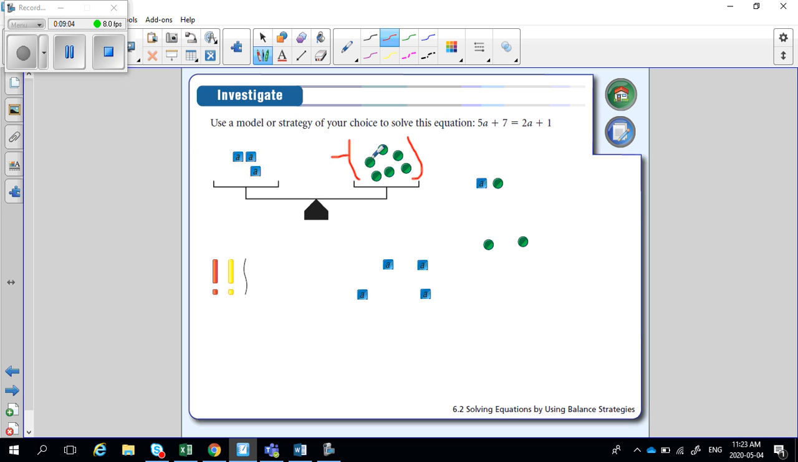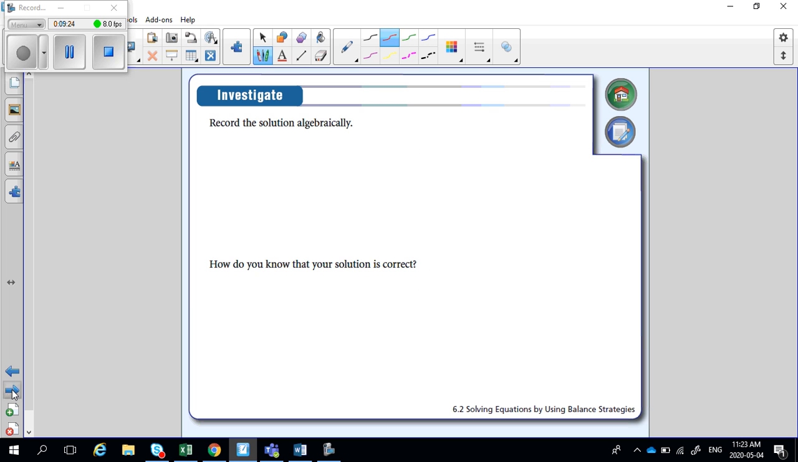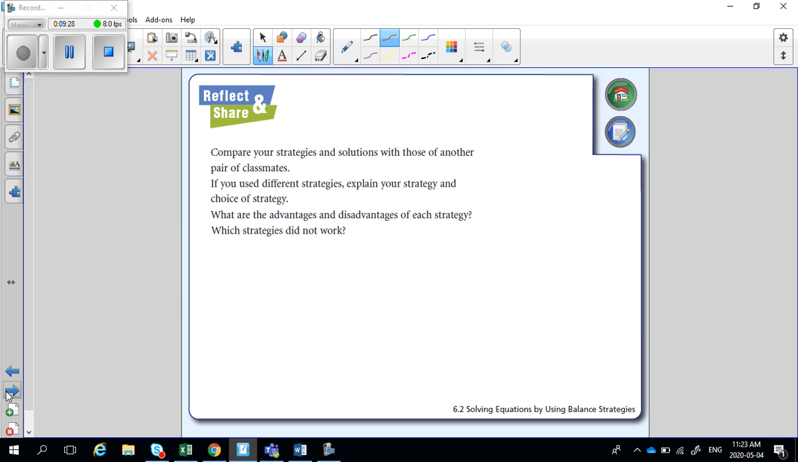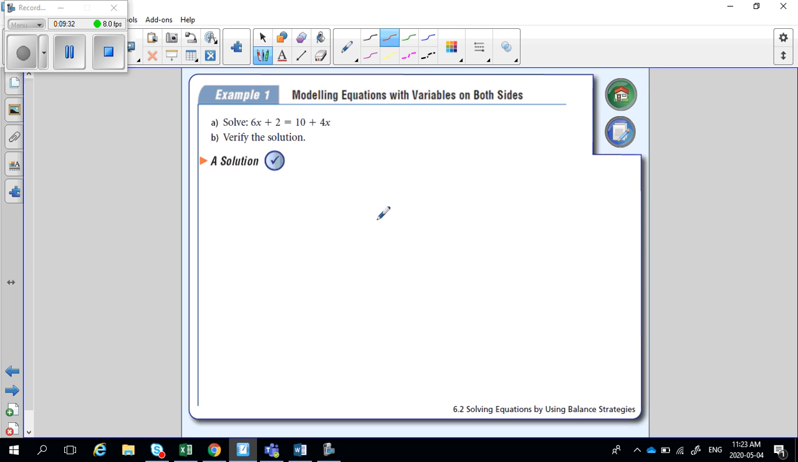So each a is equal to 1, 2, 1, 2, 1, 2. There's 3 groups, and each group has negative 2. So that's the same thing we found over here, that a equals negative 2. Okay, just another way to look at it with these balances. Okay, so let's try another one.